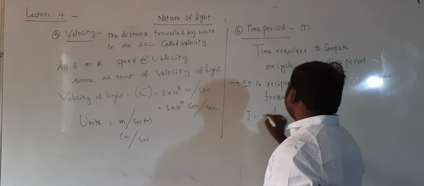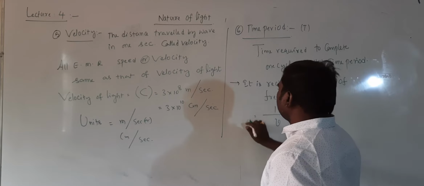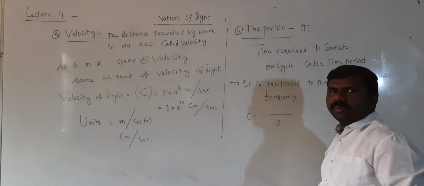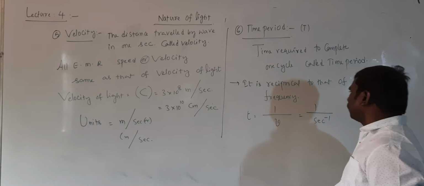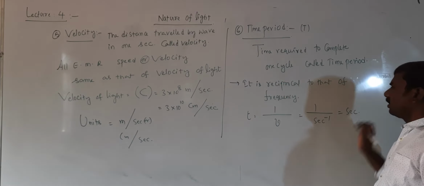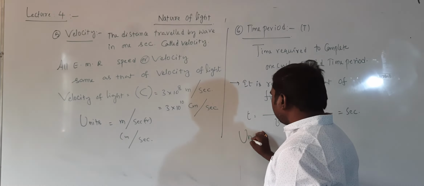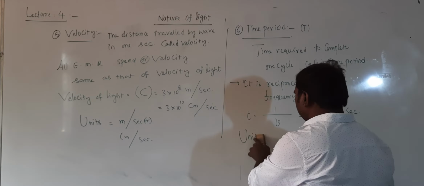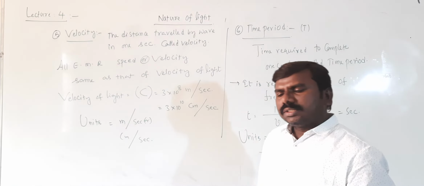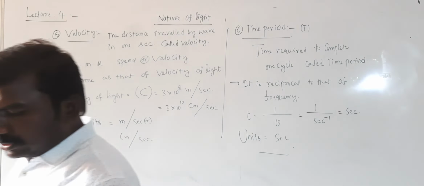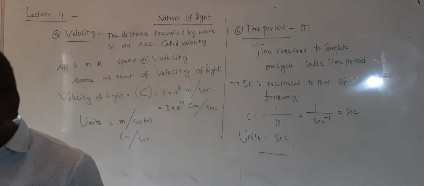Time period equal to 1 by nu, because it is just small t actually. So 1 by nu means 1 by second, the inverse of this. Obviously you will get seconds. Units are time, that's why seconds. Clear? So these are all fundamental terms to solve problems.